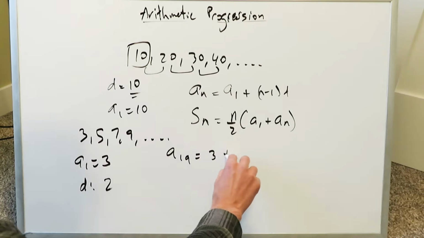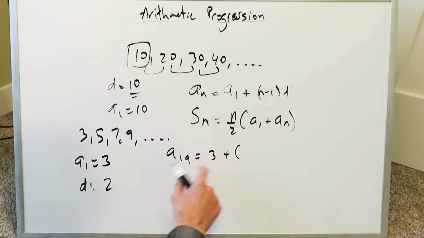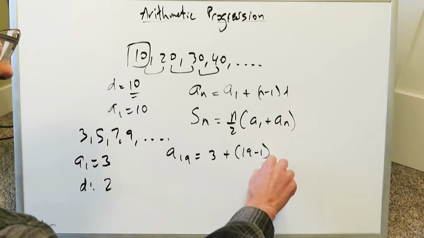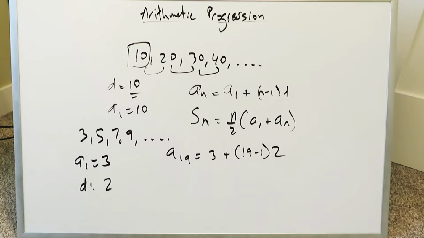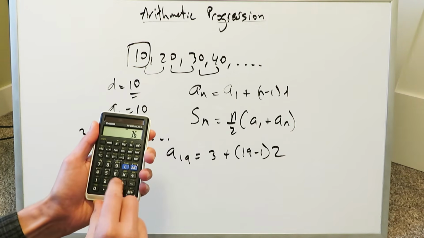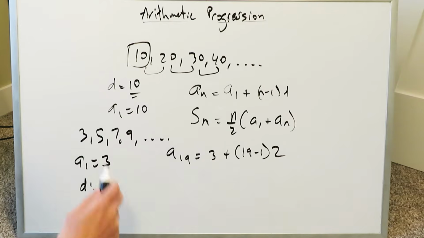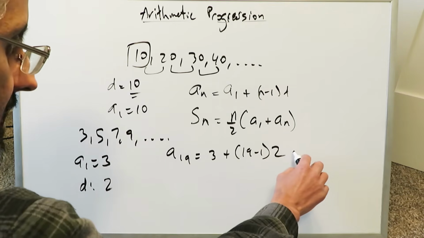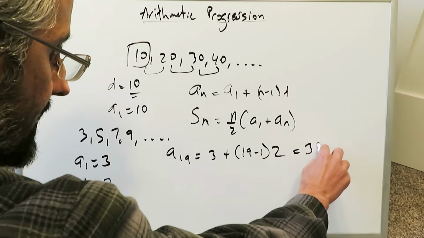You do your first term plus n minus 1. This right here is your nth value, 19 minus 1 times your common difference, 2, and you get a value. And we'll bring out a calculator and calculate this. 19 minus 1 times 2 plus 3. The 19th term of this sequence, arithmetic sequence, would be 39.